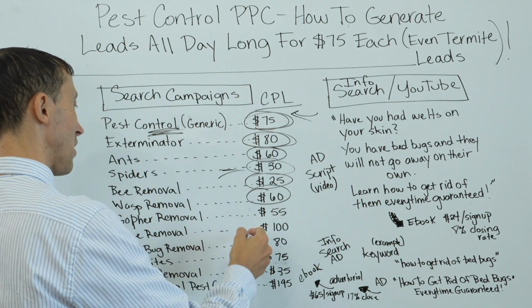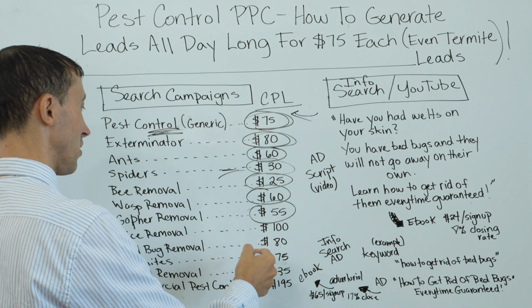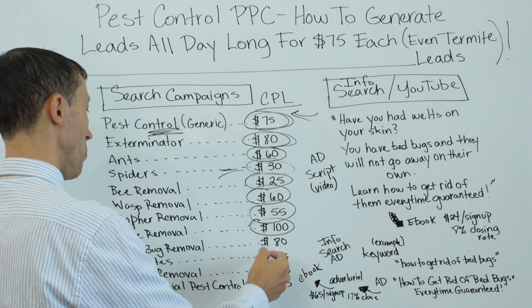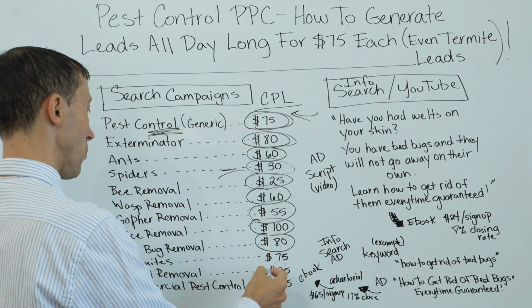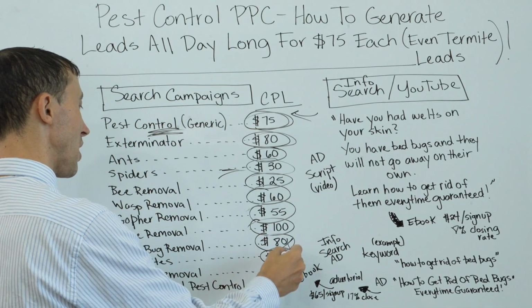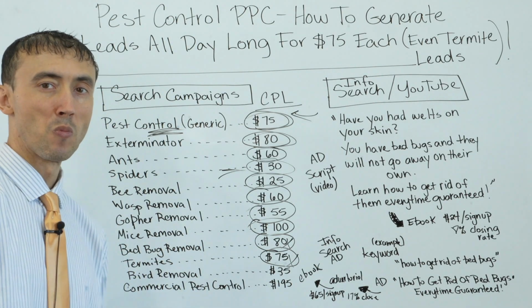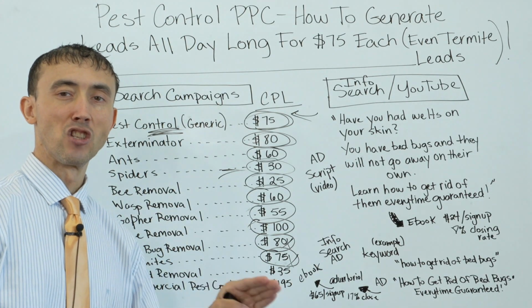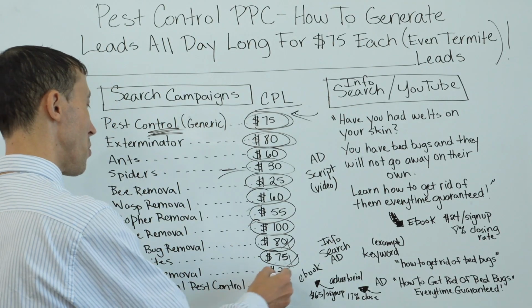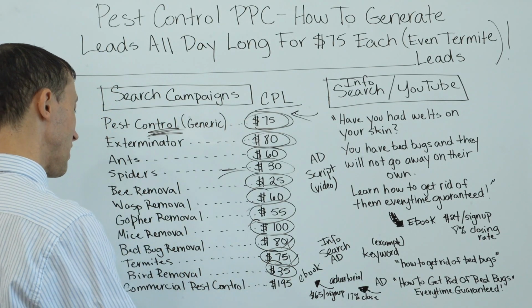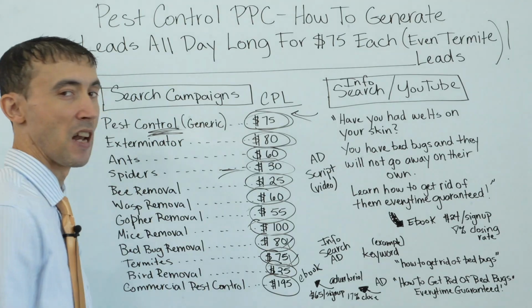Wasp removal, $60 a lead. Gopher removal, $55 a lead. Mice removal, $100 a lead. Bed bug removal, $80 a lead. This is a gold mine. Termite removal, $75 a lead. Another gold mine. I like to focus on bed bugs and termites the most because it's not nearly as competitive and the job sizes are pretty damn big. Bird removal, $35 a lead. Almost nobody does that.